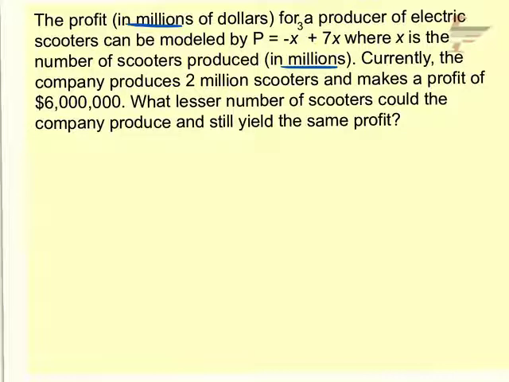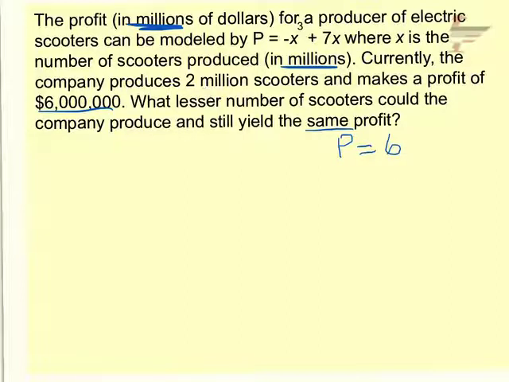Currently, the company produces 2 million scooters and makes a profit of $6 million. What lesser number of scooters could the company produce and still yield the same profit? Okay, so I want the same profit. Well, I know that the profit is supposed to be $6 million, but the profit is in millions, so P should equal 6 and not 6 with all the zeros, so please be careful with that. So because it's in millions, profit is just 6.